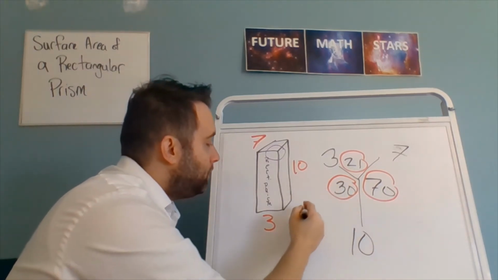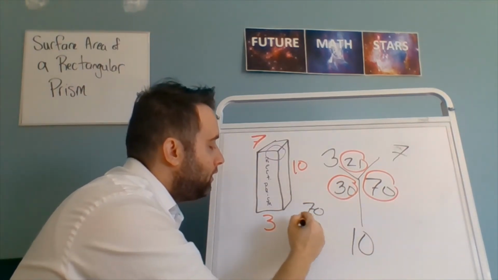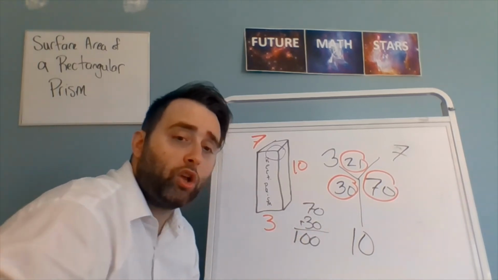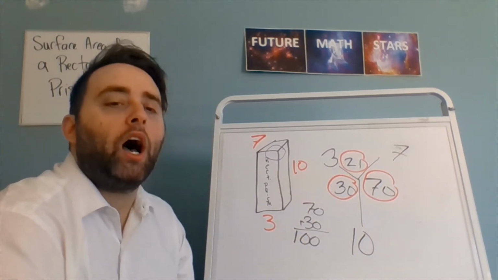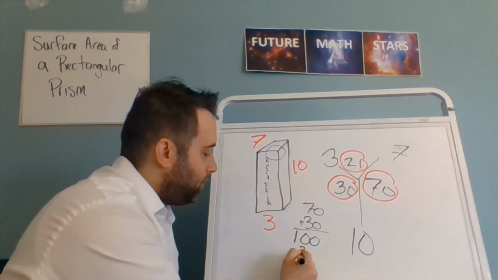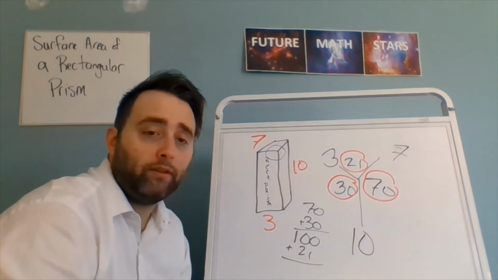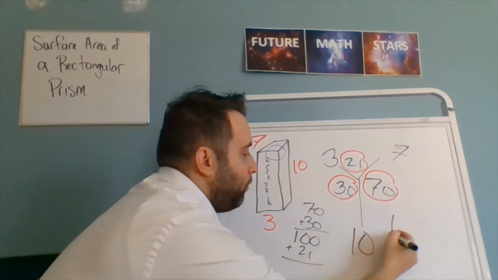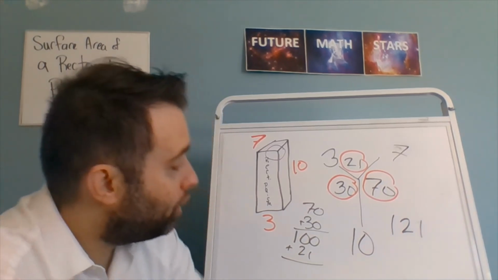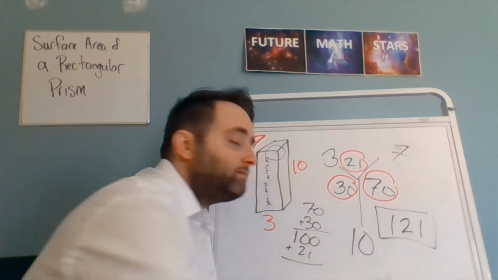So let's do 70 plus 30. That's easy, that's 100. This one should also be easy because I made it easy. 70 plus 30 is 100. Now we're going to add that other number, 21. 100 plus 21, 121. Now be careful. There are some of you yesterday who put this as your answer.